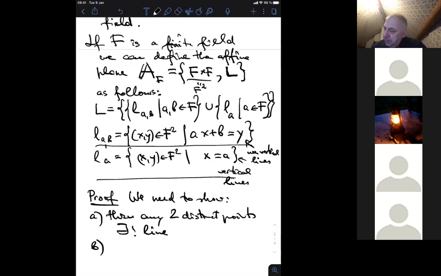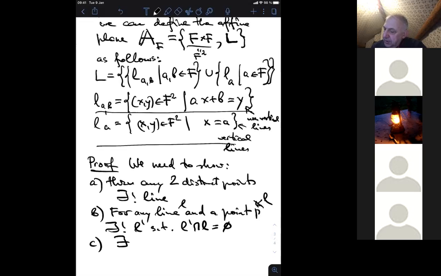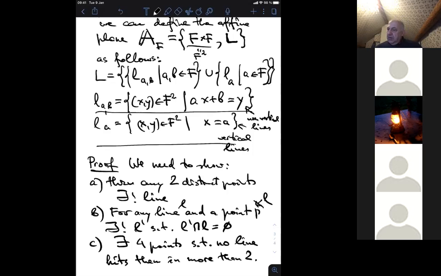B, for any line L and a point P not on L, there exists a unique L prime such that it does not intersect L. And finally, the last thing is there exist 4 points such that no line hits more than two of them. Yes, more than two. Okay, so let's do this one at a time.